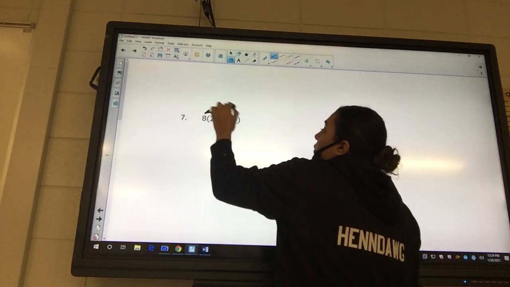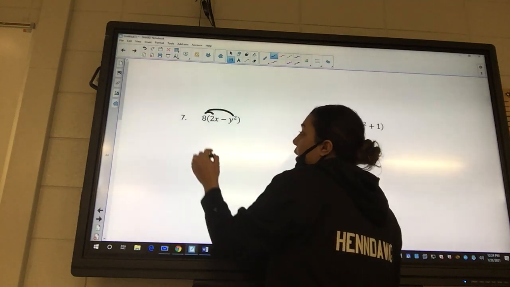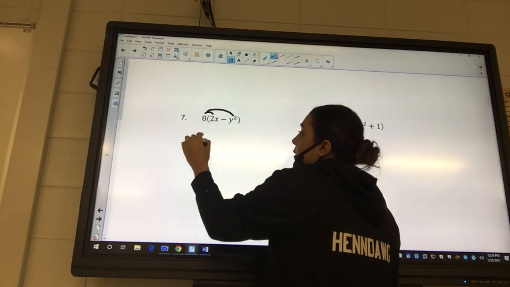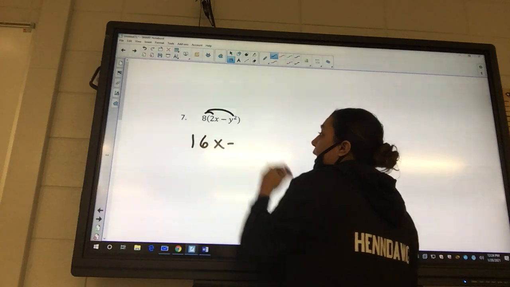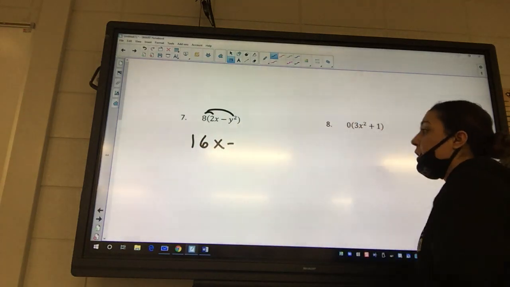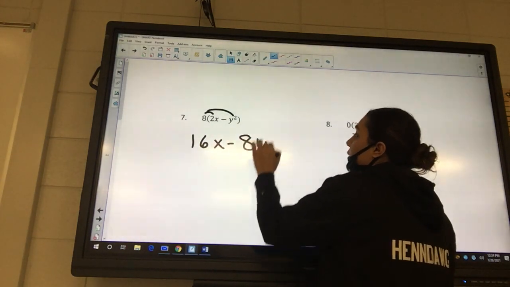Number 7, so we've got to distribute. So 8 times 2x, well, you just multiply the big. So 8 times 2 is 16x minus 8 times y squared is going to be 8y squared.